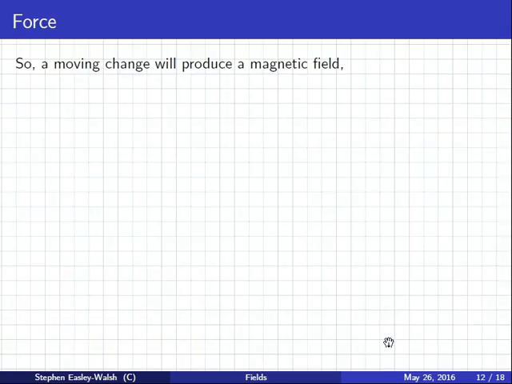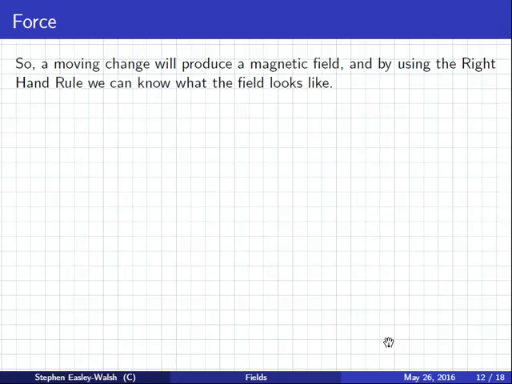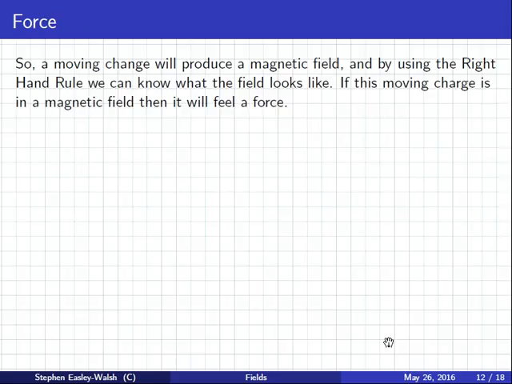So, a moving charge will produce a magnetic field. And by using the right-hand rule, we know what this field looks like. If this moving charge is in a magnetic field, then it will feel a force. Remember from middle school and life, north and north push away, north and south attract.